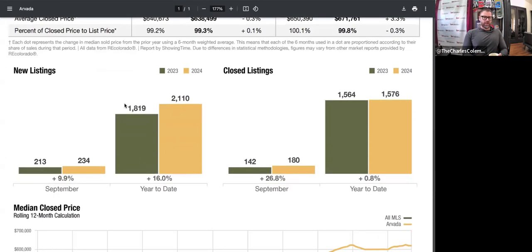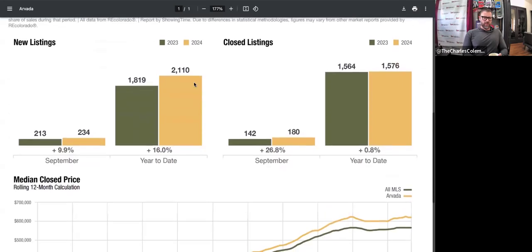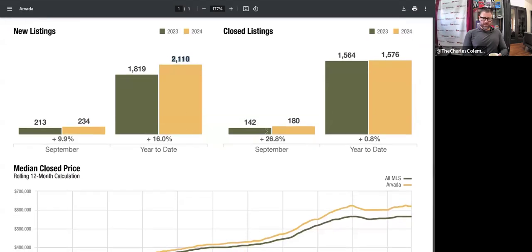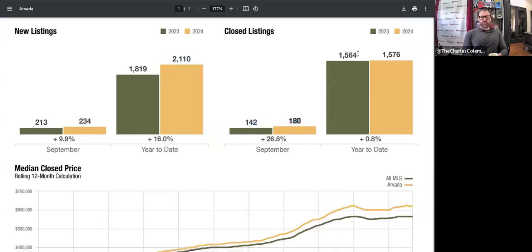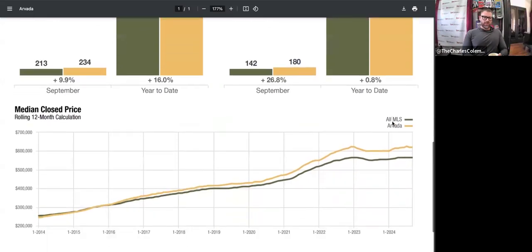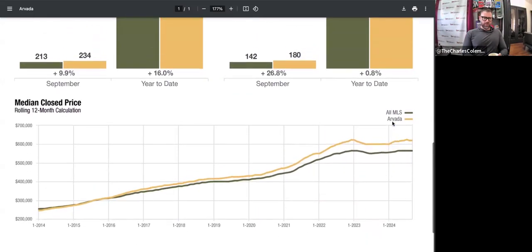New listings, here's your bar graph showing the same data that we just looked at, right? So here's September. We had 213 last year versus this year at 234. Year to date, we had 1,800 last year versus 211 this year. Closed listings, here we go again. 142 closed last year versus 180 this year. 1,500 in totality versus 1,576 in 2024. So guys, all kinds of cool information that we can actually pull from this as well.